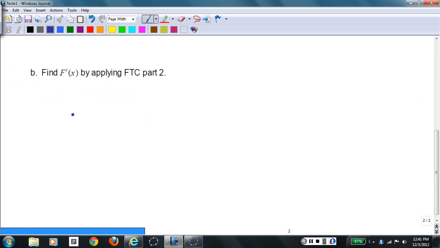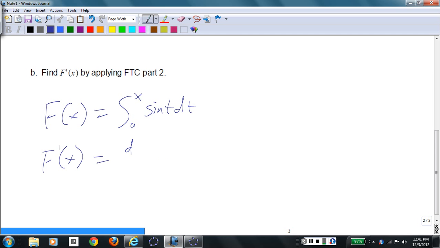If we have F of x equals the integral from a to x of sine t dt, then big F prime of x equals d/dx of the integral from a to x of sine t dt, and that's sine x.